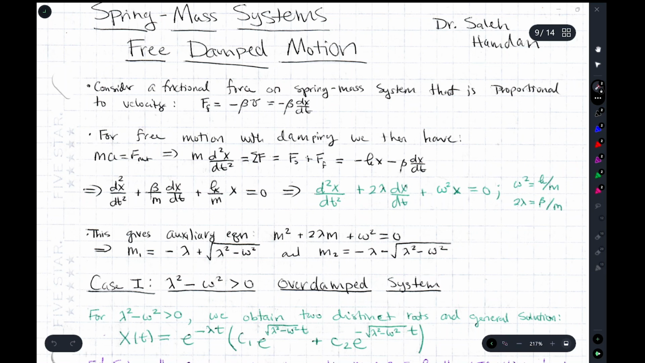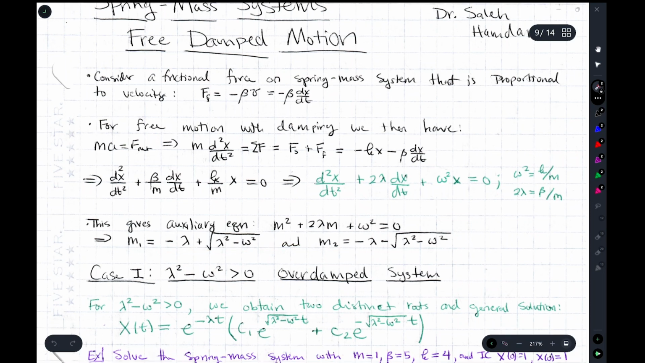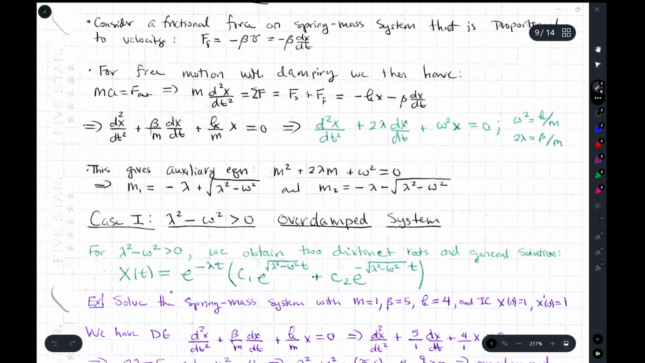And now we have three cases to consider, depending on whether we get two distinct real roots, one repeated real root, or two conjugate complex roots. So starting with the case of lambda squared minus omega squared being strictly positive, we have what's called an overdamped system. We get two distinct roots here, and the general solution is as we see here.